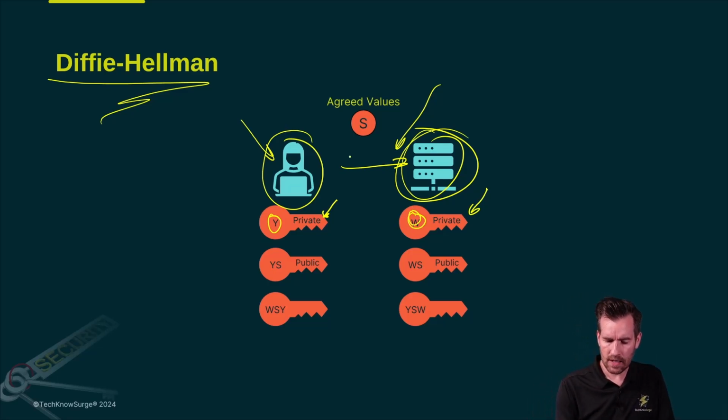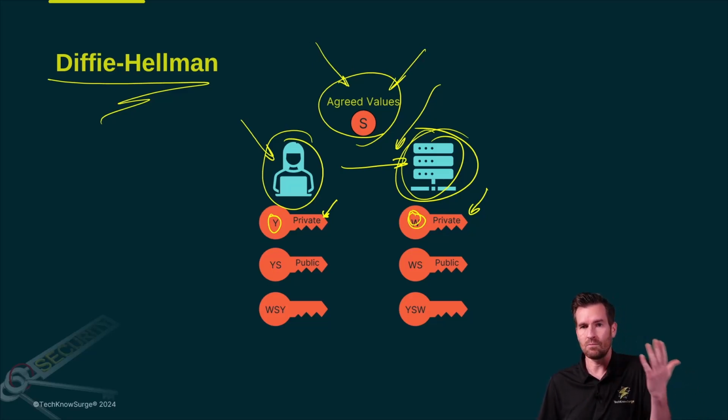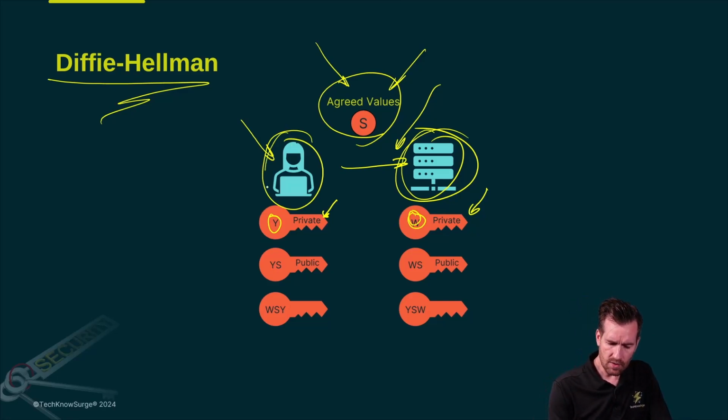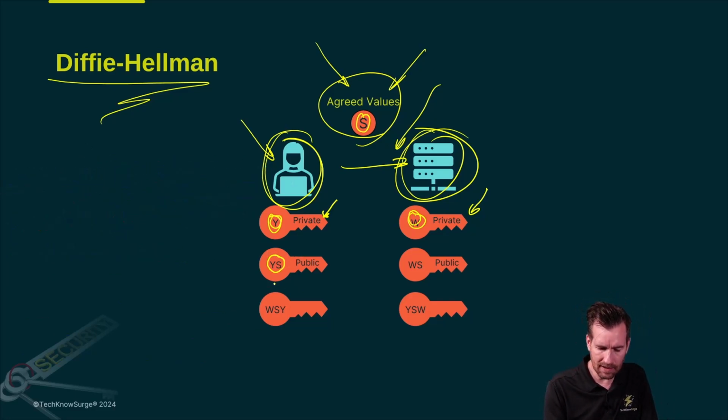Then they're going to agree upon some other values. There's a couple values that they'll agree upon, but it can be public. Anybody can see this and it's not that big of a deal. So they can exchange this back and forth without concern that somebody's going to get that information. Now, what this user does is combines their private key, which is Y, with the shared values, which is S. So they get YS, and they create a public key. And this public key can be seen by anybody. That's why it's public.